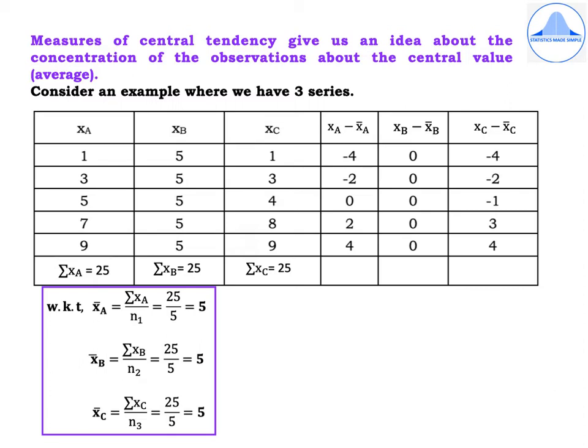So, XA minus x bar A values will be 1 minus 5 is minus 4, 3 minus 5 is minus 2, 5 minus 5 is 0, 7 minus 5 is 2, and 9 minus 5 is 4. Similarly, XB minus x bar B, all the values would be 0 because the XB values are 5 and x bar B is also 5. So, when we subtract 5 from 5, we get 0. And XC minus x bar C will be 1 minus 5 is minus 4, 3 minus 5 is minus 2, 4 minus 5 is minus 1, 8 minus 5 is 3, and 9 minus 5 is 4.